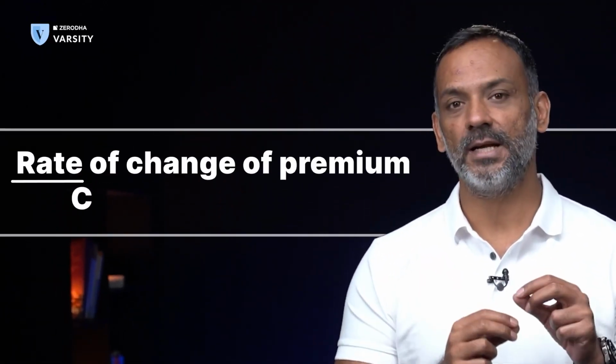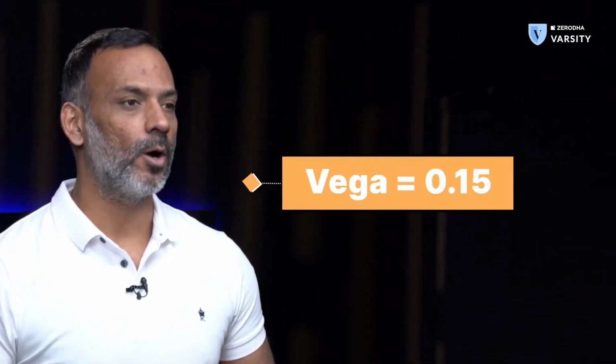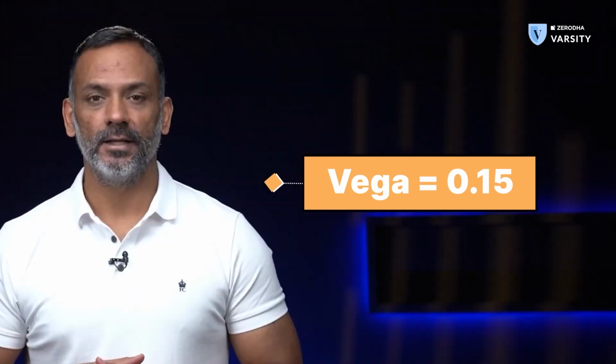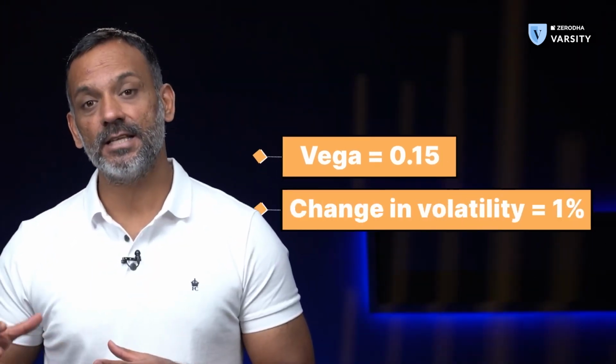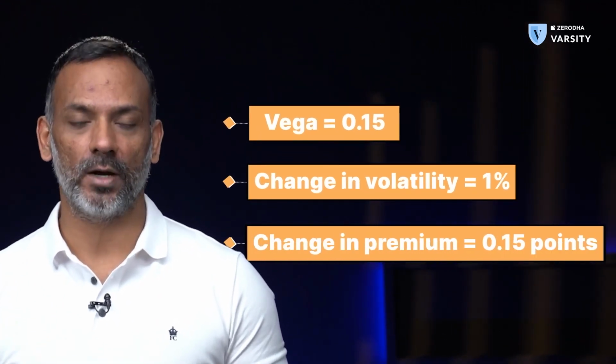If you realize, the premium is deeply associated with the volatility. The rate of change of premium with respect to change in volatility is captured by the Vega of an option. For example, if the Vega of an option is 0.15, then for every percentage change in the volatility, the premium is expected to change by 0.15 points.